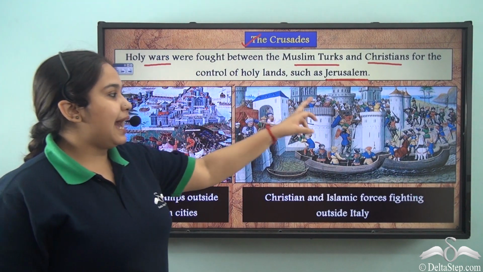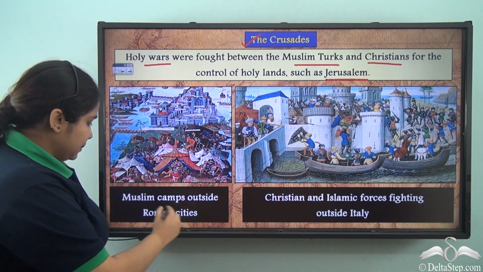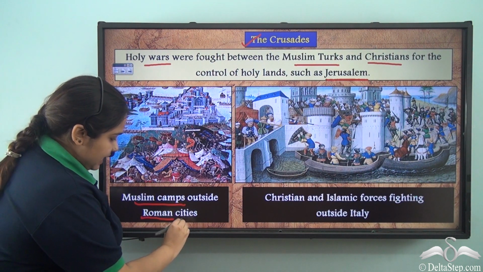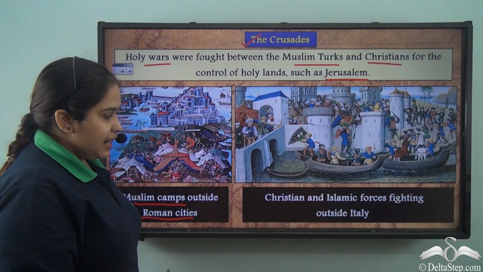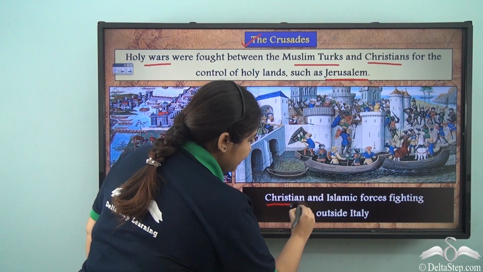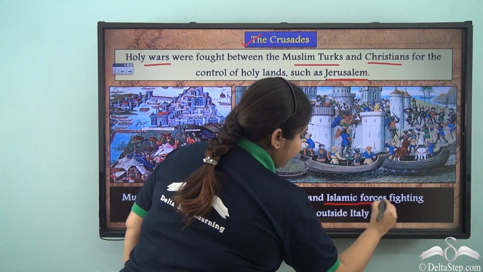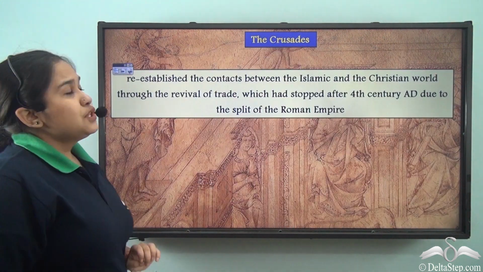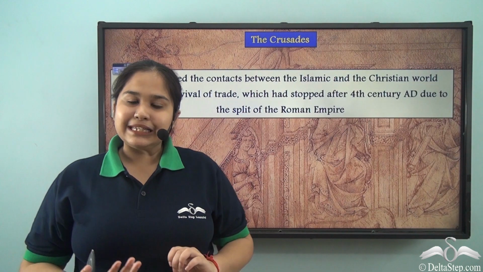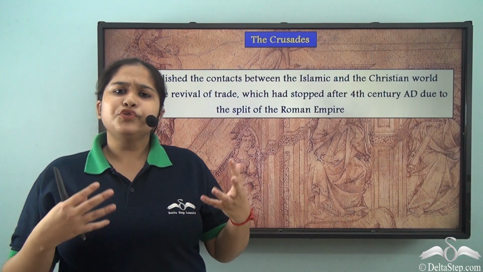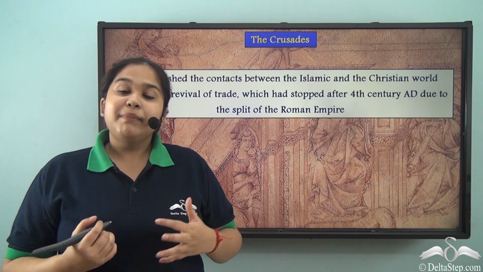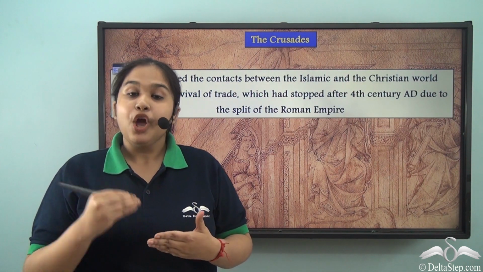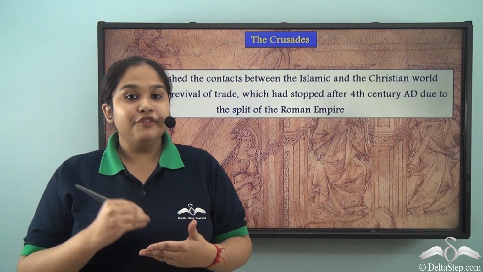Now if you take a look at this particular picture, you see that here Muslim camps are located outside the Roman city. And here you can see that the Christian and the Islamic forces are fighting outside the city of Italy. So whenever we talk about the Crusades in history, it is often seen through a very negative light, right? But the Crusades also have a very important role to play when it comes to the advent of Renaissance.